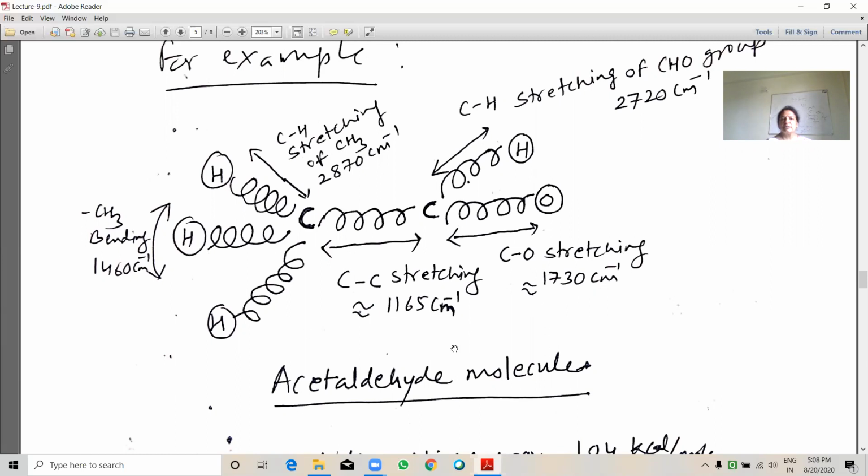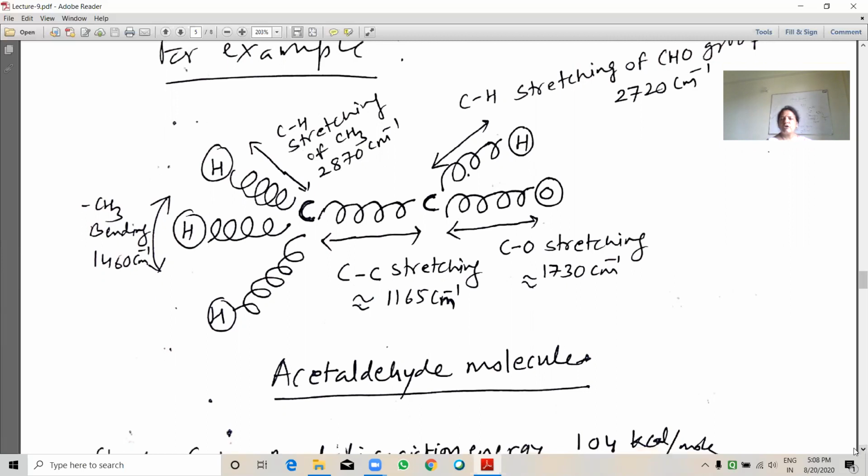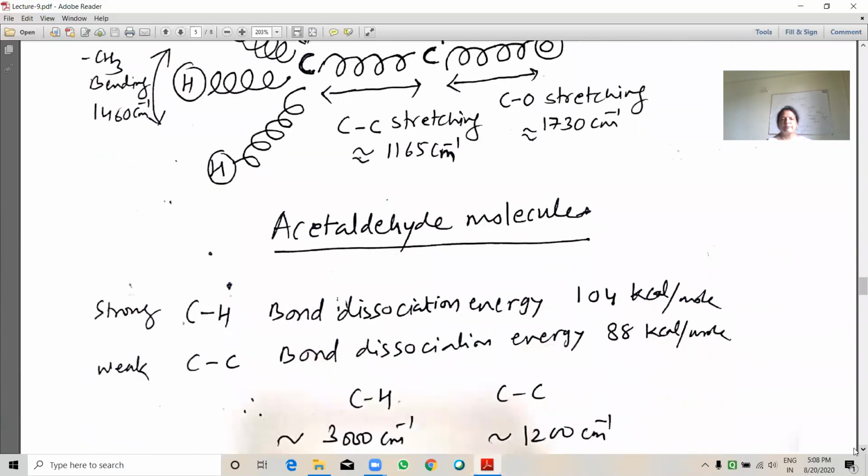So these are the frequencies observed in the acetaldehyde molecule. Because we know the bond dissociation energy of carbon hydrogen is 104 kilocalorie per mole, and the carbon carbon bond dissociation energy is 88 kilocalorie per mole. Due to this reason, the carbon carbon bond is weak. It is a weak stretching, whereas this carbon hydrogen is strong.